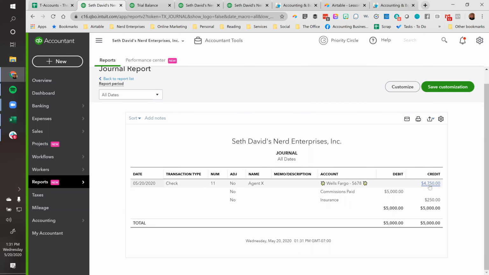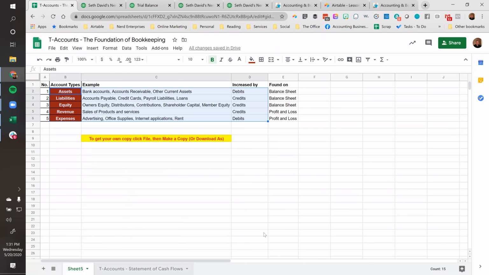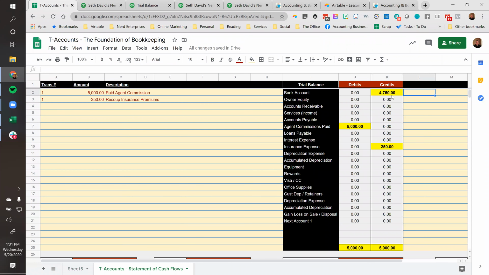Okay, so here it is. We credited cash for $4,750. We debited commissions paid for $5,000, and we credited insurance for $250. So this should line up exactly with what I laid out here, right? And sure enough, it does.